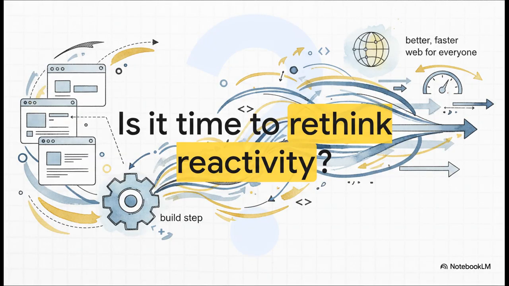So this all brings us to one final, much bigger question. Is it maybe time to rethink reactivity itself? For years, frameworks have used all this complex runtime code to track changes and update what we see on the screen. Svelte comes along and proves that you can achieve true reactivity at the build step by just turning simple variable assignments into super efficient DOM updates. It makes a really compelling argument for a simpler and much faster web.